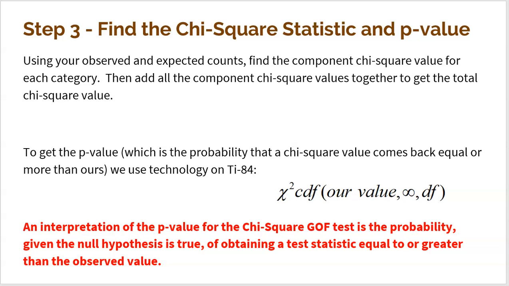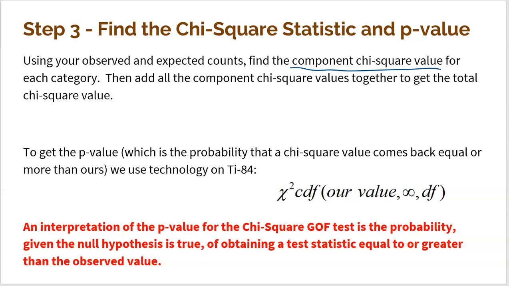So using your observed and expected counts, find the component chi-squared value. Now the component chi-squared is each individual. So you're going to go to each category and do observed minus expected squared divided by expected. And I'm going to walk you through all this in a moment. We call those the component chi-squareds because you're going to find each of the individual chi-squareds for each category, and then you add them all together to get the total chi-squared value. Once you have this total chi-squared value, you then need the p-value.